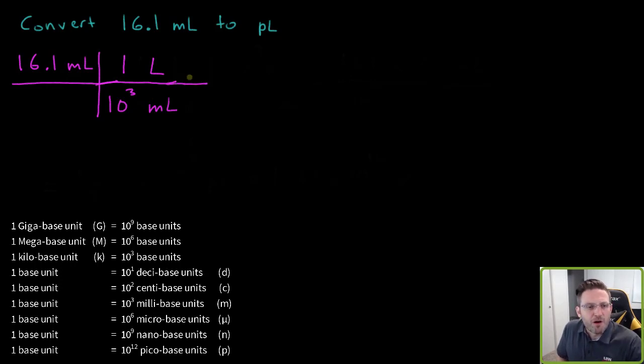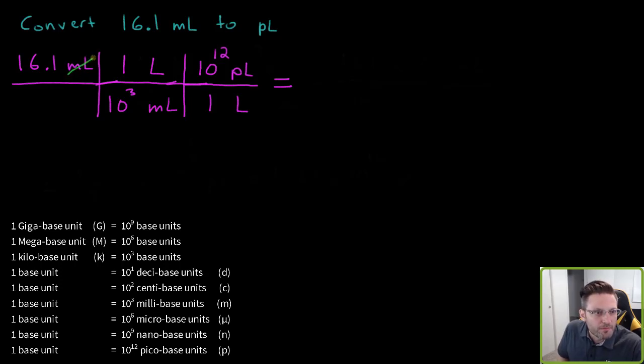Okay, so now we can go from our base unit to picoliters. We have liter at the top, so we want liter at the bottom now. And looking at our table, we see there are 10 to the 12 picoliters in every liter. Now we can cancel out what appears on both the top and the bottom. We have milliliters at the top and the bottom. We have liters at the top and the bottom. Okay, so we can multiply through now.